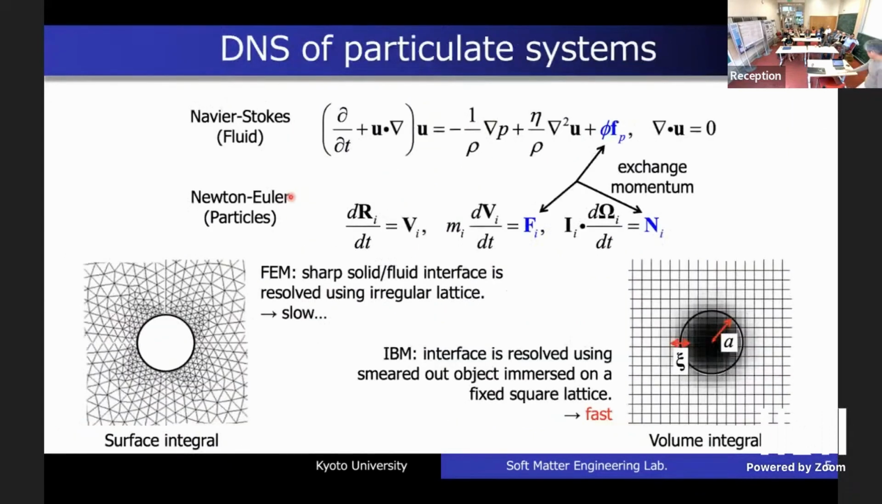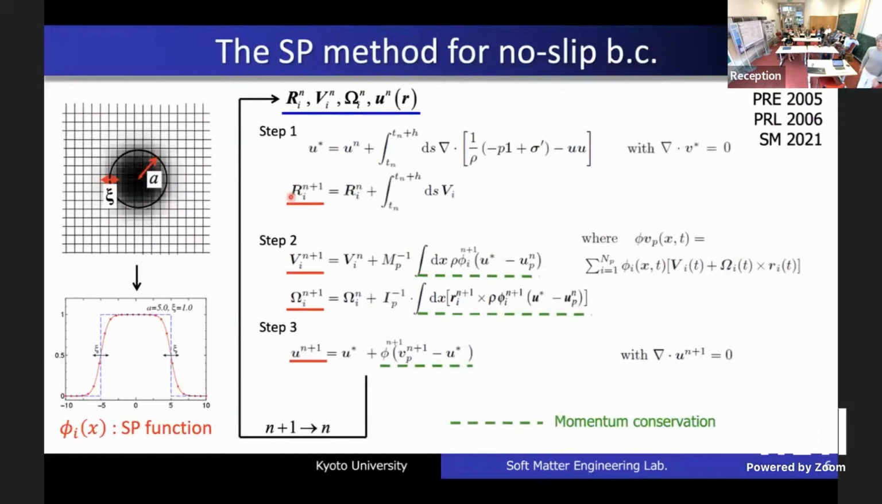So sorry, could you go back to that? So the first step, you update the velocity field and the position of the particle. Yes. Second step, the velocity and angular velocity of the particle. Yeah. And then third step, you do the fluid again. Exactly. Okay. Yes.